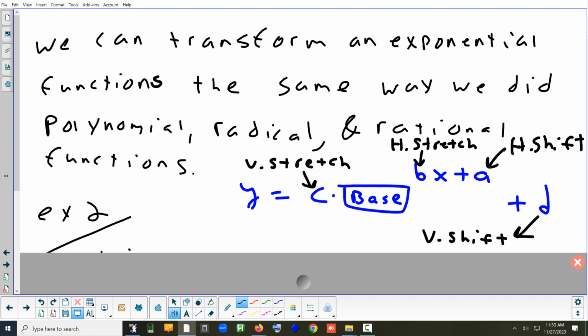If B is negative, that's a horizontal reflection. That's over the y-axis. This might be a silly question, but can there be a negative B? Yeah, that would be a horizontal reflection with a stretch or compression. So if you've got something like this, you've got two things going on. You've got a horizontal compression by 4, and you have a horizontal reflection. So yeah, two things.